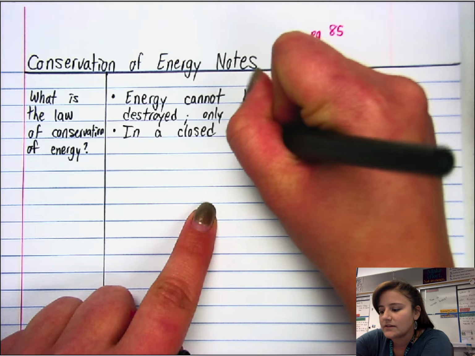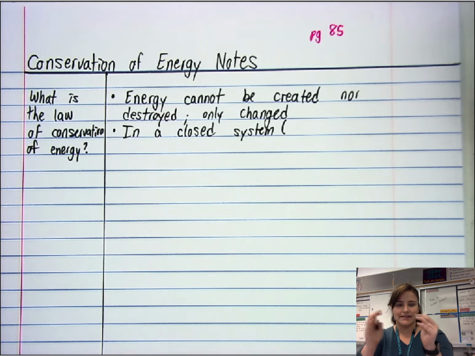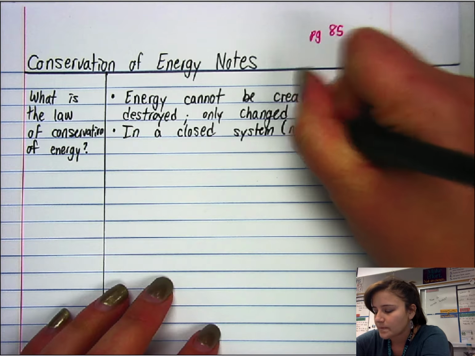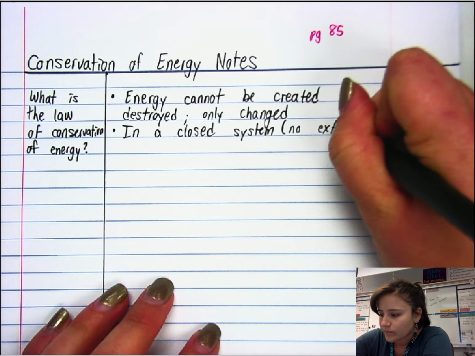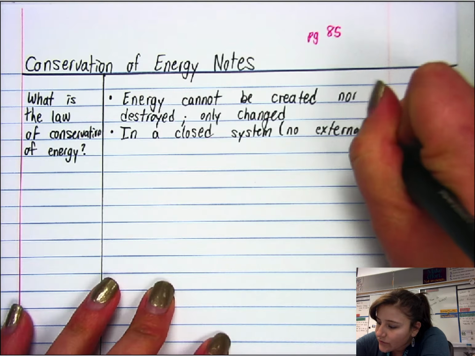Another way of looking at this is that this is also true in a closed system. So a closed system is one in which all of the forces and everything that we're analyzing is in this one little area. There's no external forces.